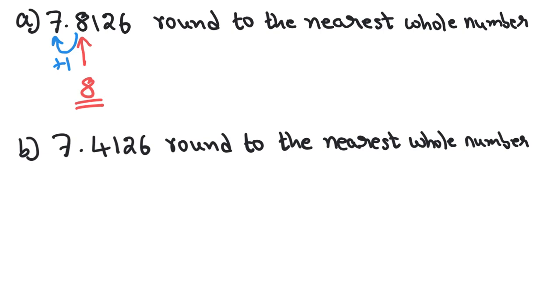7.4126, round to the nearest whole number. Because we have to round this to the nearest whole number, where do we look? We look at the digit that is immediately after the decimal point. In this case, it's 4. Now, 4 is less than 5. So what do we do? We do nothing. We discard all this and our whole number is just 7. So 7.4126 rounded to the nearest whole number is 7. Got the idea now of how you round to the nearest whole number?